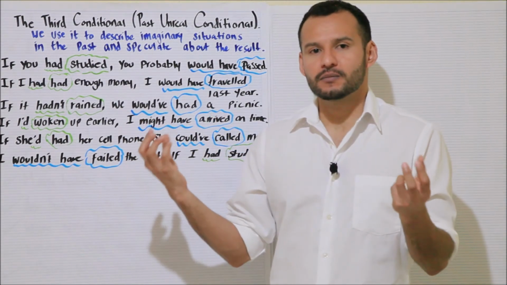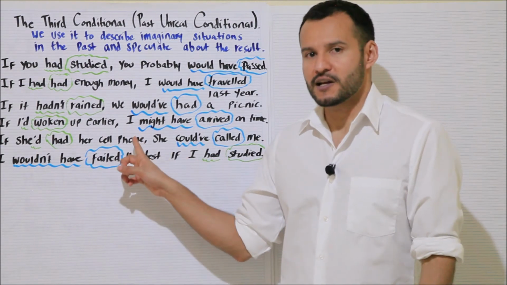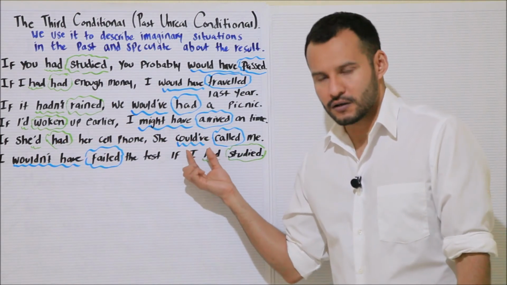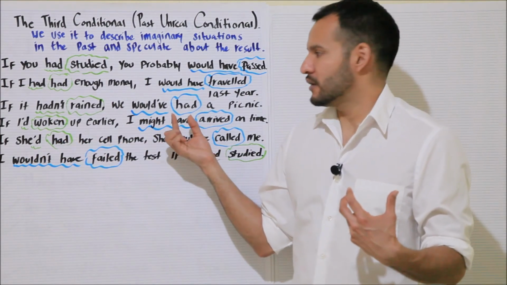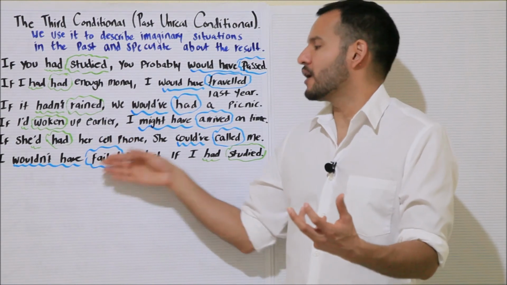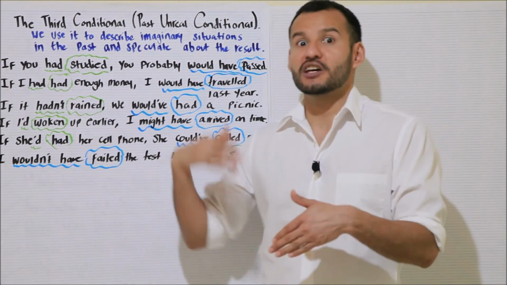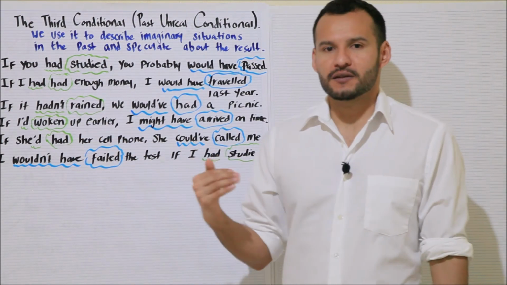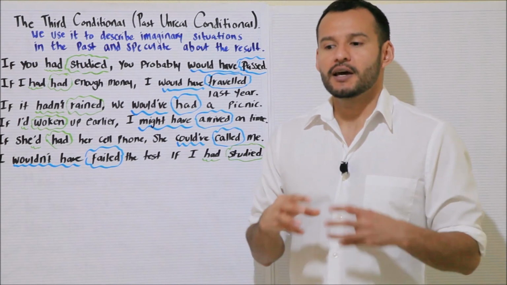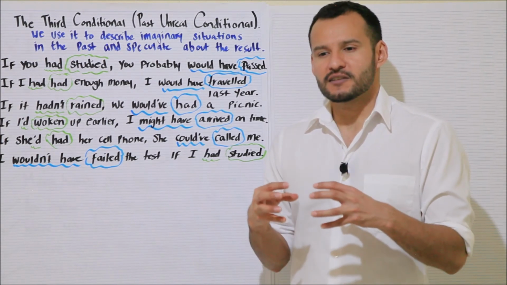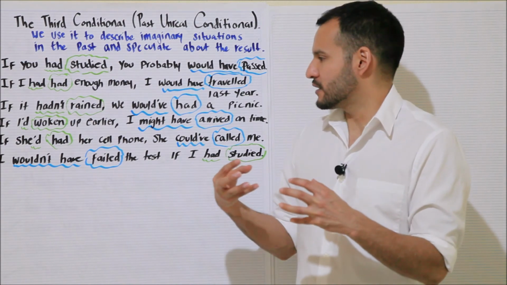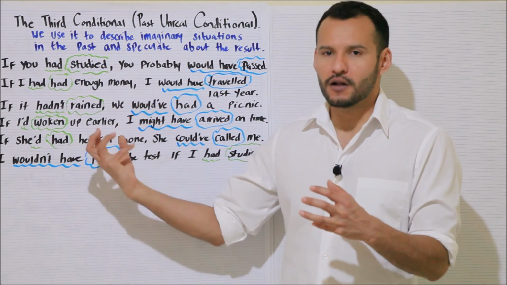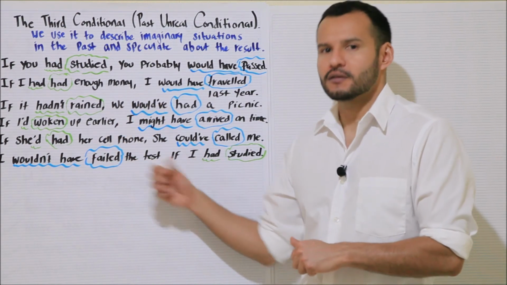So again, you can assume the opposite is true, that this is an imaginary situation and that she didn't have a cell phone and she couldn't call me. I am simply imagining with this sentence what could have happened if she had had her cell phone. And here, again, I used a different modal. I used the modal could, and could basically expresses ability. So basically, it's like saying that if she had had her cell phone, she would have been able to call me, but in reality, she couldn't because she didn't.